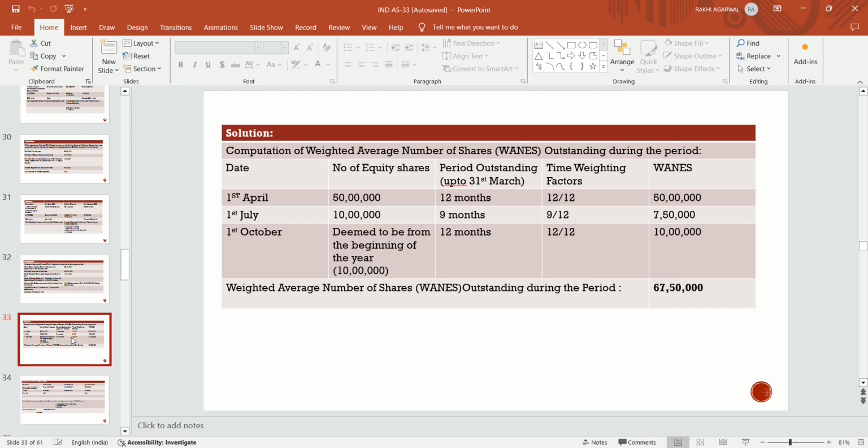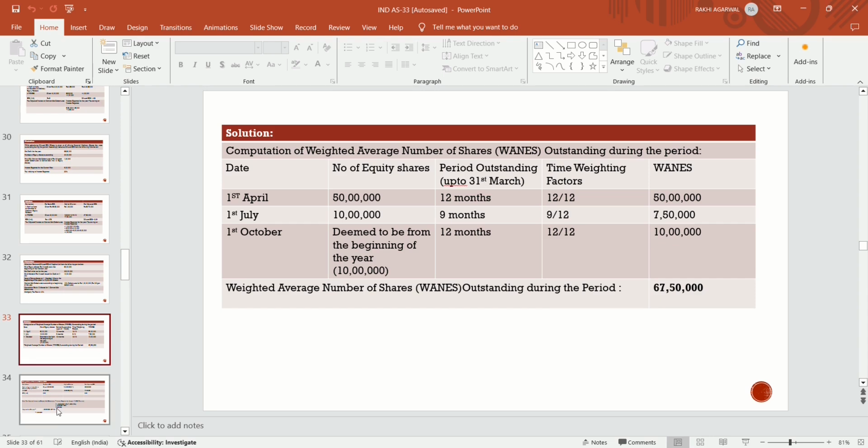It is assumed that it is issued at the beginning of the year to the existing shareholders, so the period outstanding is 12 months. Time weighing factor is 12 divided by 12, so it becomes 10 lakhs. Total weighted average number of shares outstanding during the period for calculating the basic EPS is 50 lakhs plus 7 lakh 50,000 plus 10 lakhs. So it becomes 67 lakh 50,000.